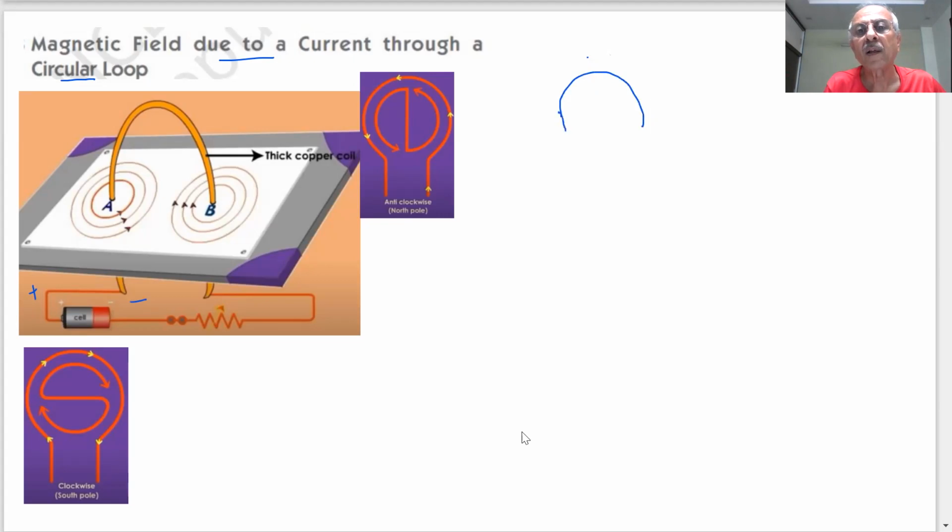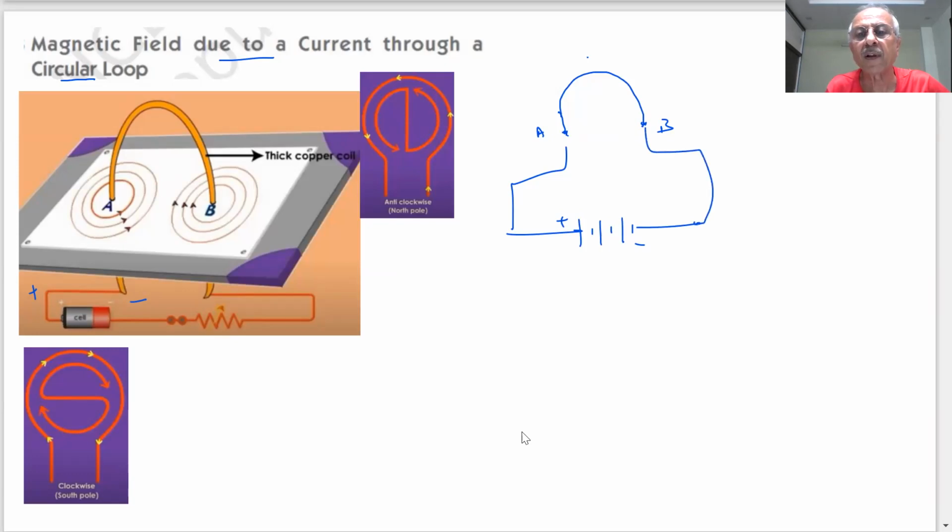Now the current, I am allowing to pass through this. These are the two points, point A, point B. I am putting a cardboard. This is a cardboard in which I have two points of the circular loop conductor. This is a circular loop conductor which can be made of copper. Now I am attaching a battery, plus, minus. This battery is attached here.